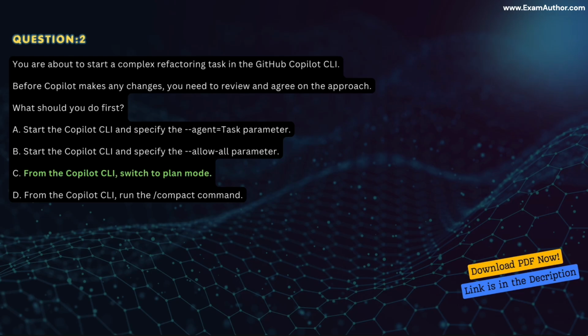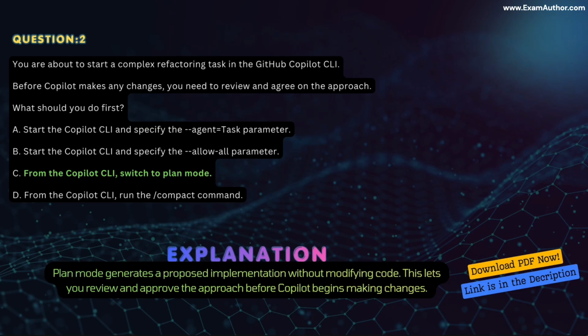Correct answer, C. From the Copilot CLI, switch to plan mode. Explanation. Plan mode generates a proposed implementation without modifying code. This lets you review and approve the approach before Copilot begins making changes.